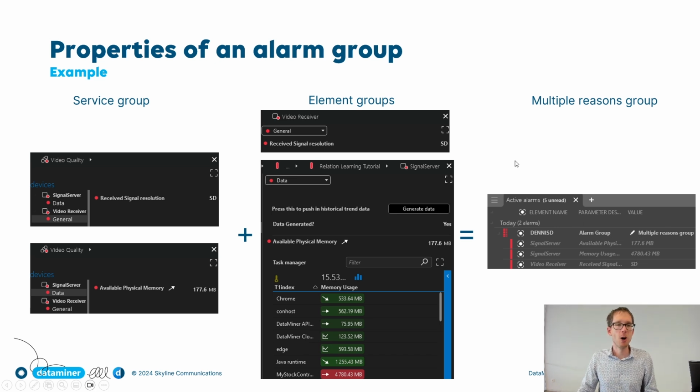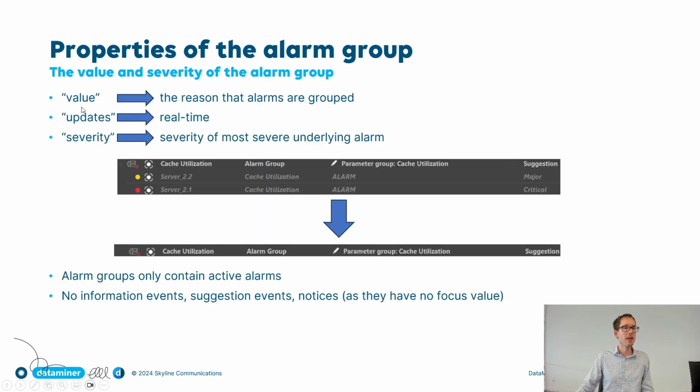All right. Okay, so let's wrap this up with the last slide. I already explained to you how the value of the group is determined. What about the updates? Alarms are often updated. How does that work? Well, same as with alarms. Alarm groups will update in real time. If an alarm that's in the group is cleared, then it will disappear from the group. If a new alarm comes in and it should belong to the group, well, then the alarm group is extended in real time. What about the severity?